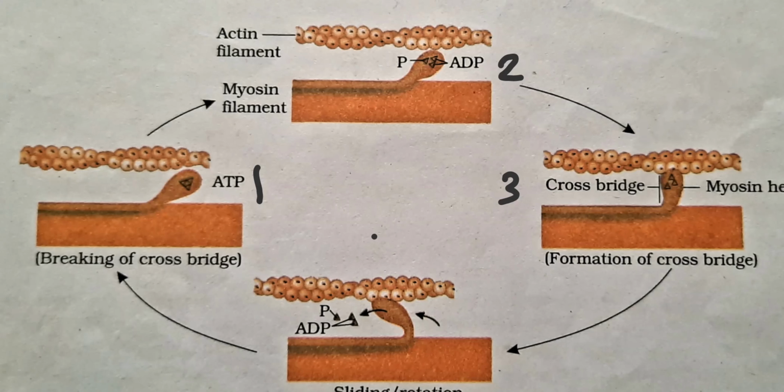Who will repeat these 3 statements? Go ahead. Sir, first, the ATP molecule binds with the cross arm. Second, the ATP molecule hydrolyzes into ADP and inorganic phosphate and generates energy. Third, using this energy, the cross arm attaches with the myosin binding sites which are present on the thin filament. And now it is known as a cross bridge.